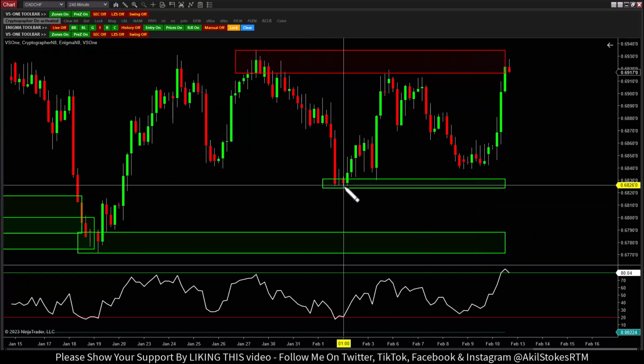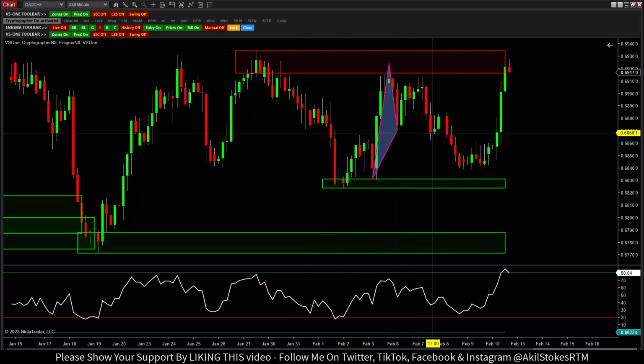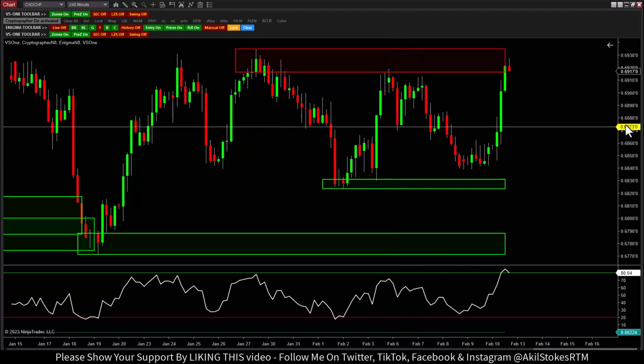I'll draw it roughly on, see if you guys can see it. X to A. It was more on the hourly. X to A to B. B to C, C to D worked beautifully. This is going to be now a potential butterfly.